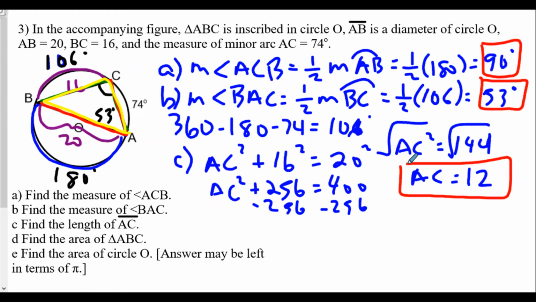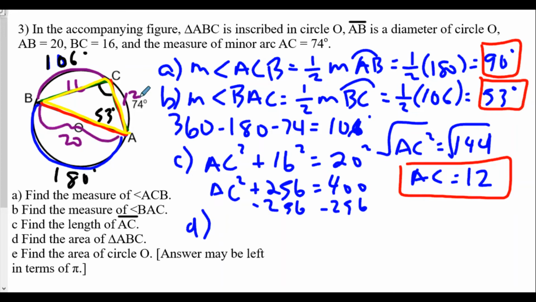So now we're up to part D, the area of the triangle. Now that we know that AC is 12, there's one way to do this, ladies and gentlemen. We can use our area of a triangle formula, which is 1/2 AB sine C. And we could get 1/2 times 20 times 12 times the sine of 52 degrees.